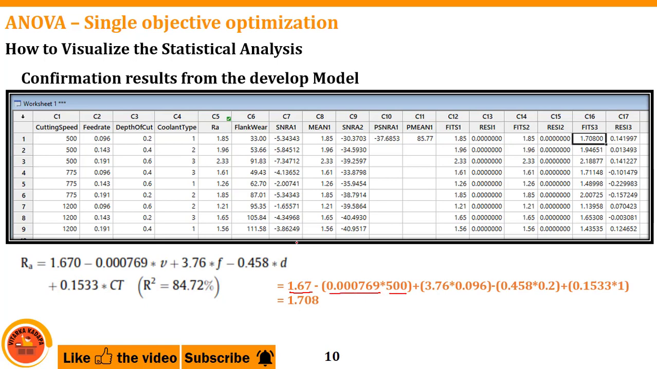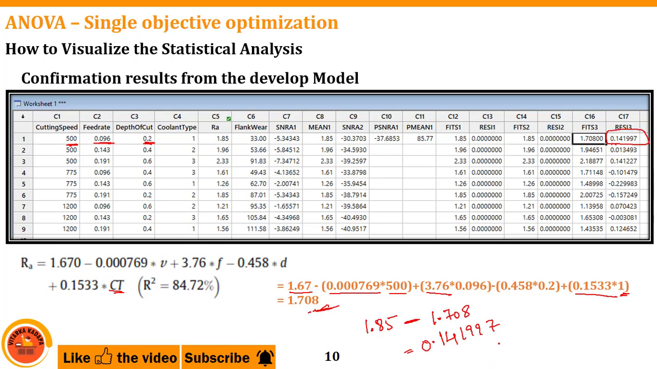0.00769 into V, for example, I will take the first level, that is cutting speed at first level. Next, 3.76 is the constant which I got, and 0.096 is the feed rate at first level, and 0.458 is the depth of cut constant, and 0.2 is the depth of cut which I have. Next, 1.553 into coolant type, which is 1. I will substitute here, so that I will get 1.708. But when I conducted the experiment, I got 1.85. The difference between these two values is called the residual.